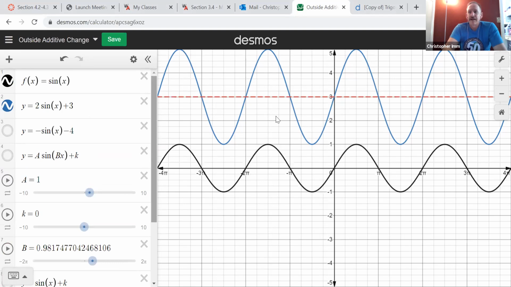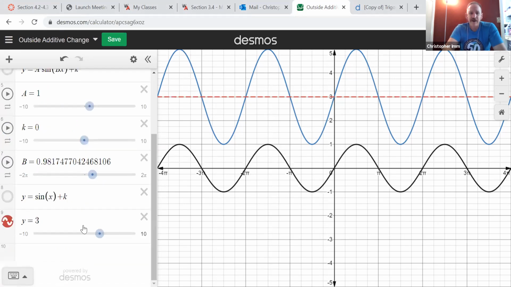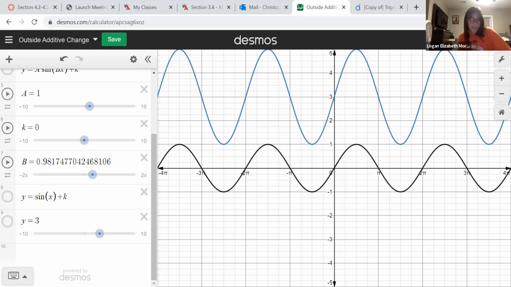Okay. So let's look at minus sine x minus 4. So let's talk about the negative out in front first. Logan, do you know what's going to happen with that negative out in front, the negative sine x minus 4? It's going to move down. Okay, so what's going to make it move down? You're right, it's going to move down.